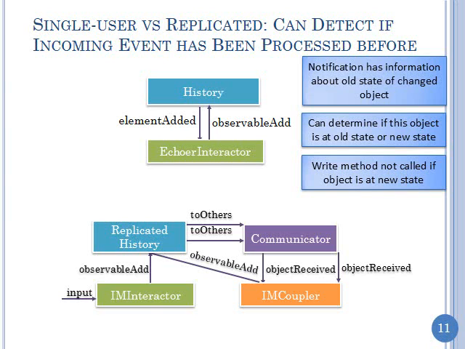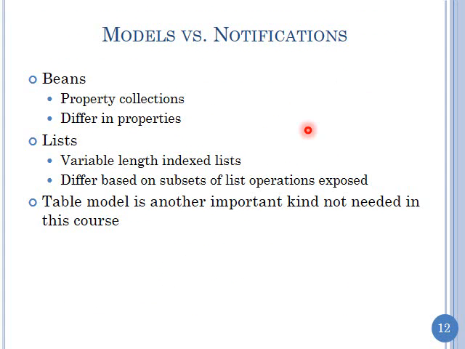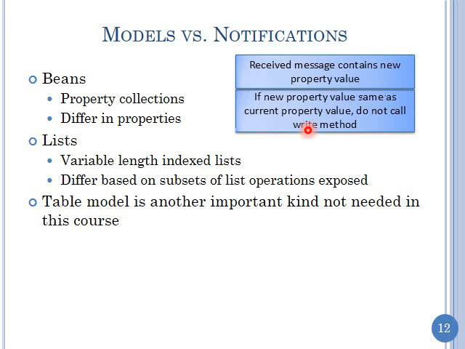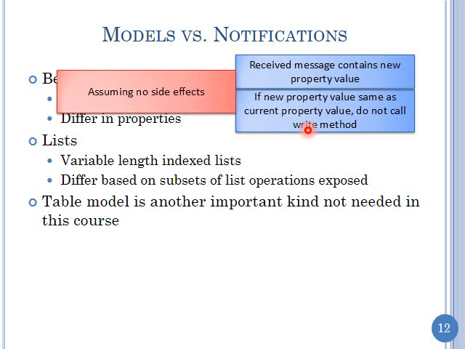And just to make this all concrete, if you have properties, the received message contains the new property value, which can be compared with the existing property value, and do not call the method, assuming no side effects. Otherwise, if there are side effects, if you go and send out an email in a setter, then maybe multiple set methods should be called.